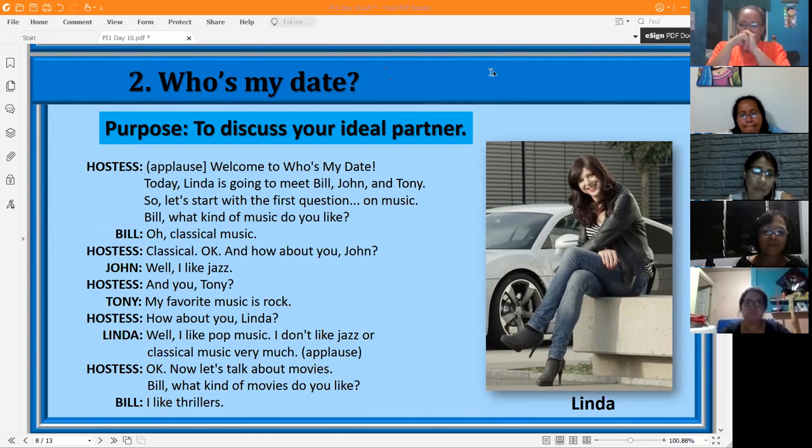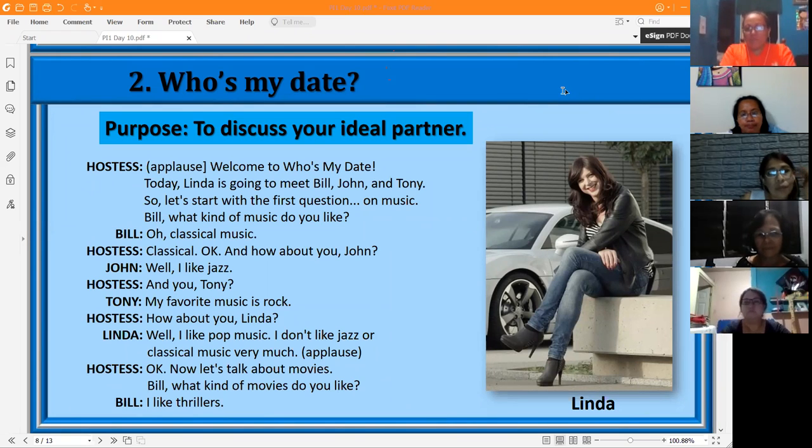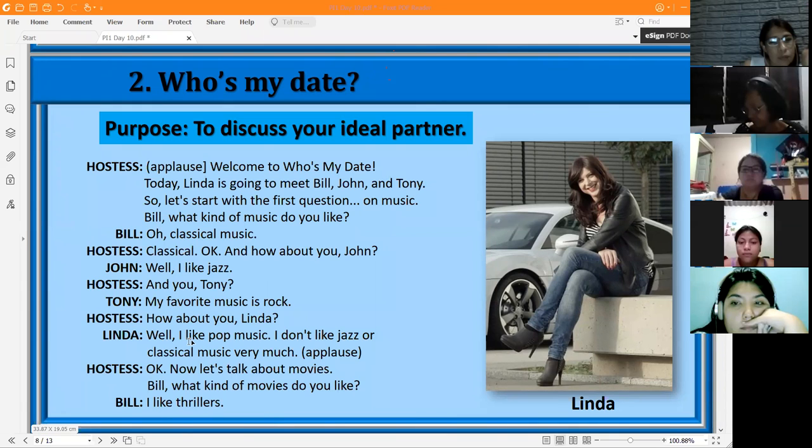So let me see. Yes, I got you. Okay, let's see who is who. The hostess, we said, right? Paola Maria. Yamilet Castro is going to be Bill. Stephanie Villafuerte is going to be Linda. Tony is going to be Julissa. And there was a boy, Eric Colocho, right? Eric Colocho is going to be John. So let me see. I have Bill, John, and Tony, right? And Linda, who's going to be Linda?